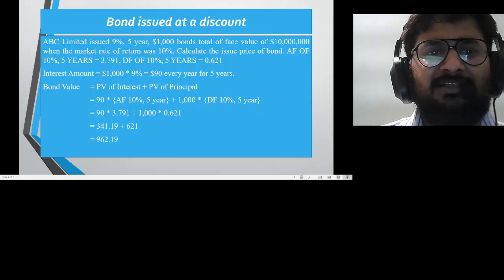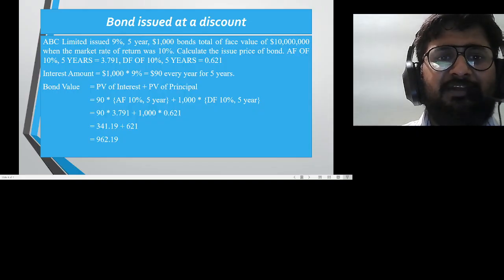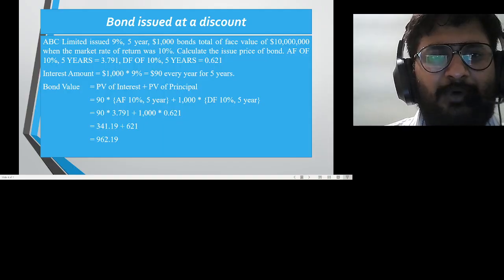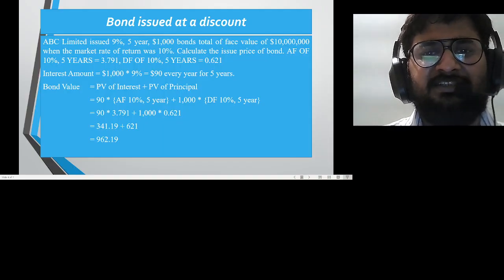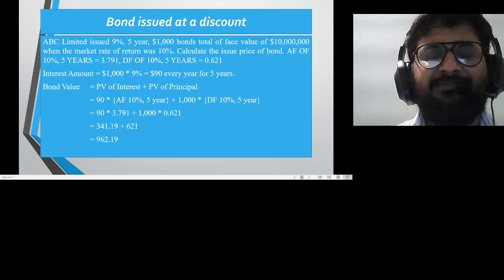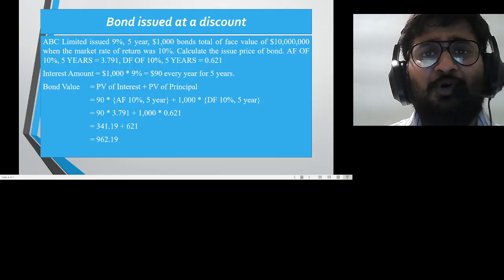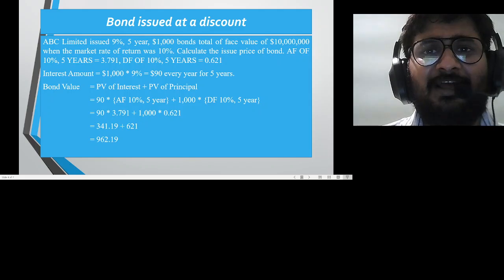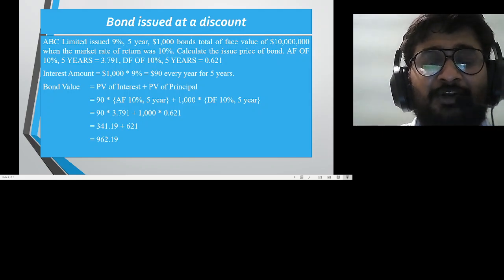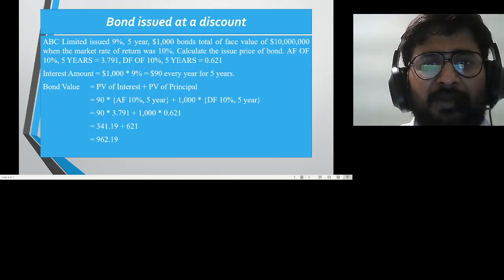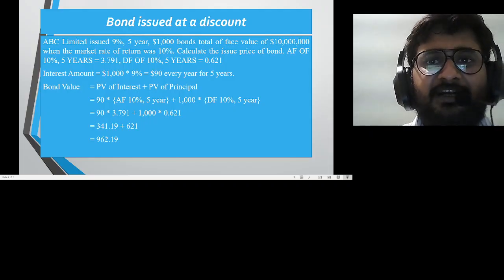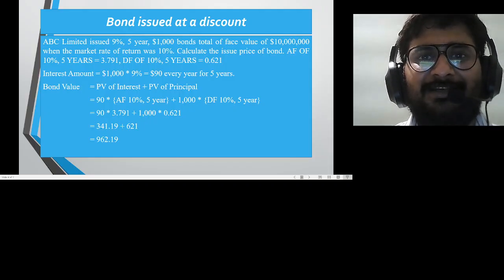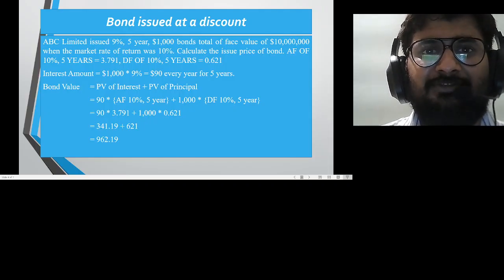Annuity factor of 10% for 5 years is given as 3.791, and discounting factor of 10% for 5 years is given as 0.621. Now as I said, the value of a bond is the present value of all future cash flows discounted at the market rate of return, never the coupon rate, which in this question is 10%. First, there are two cash flows, interest and principal. So let's calculate the interest first.